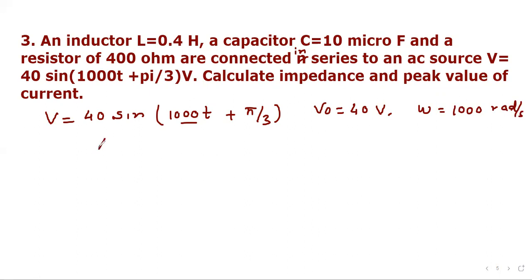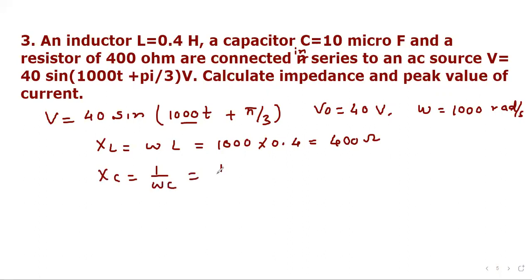So we can find XL. XL equal to omega L. So omega is 1000 and L is given 0.4. So this will give 400 ohm. Then we find XC, which is equal to 1 upon omega C. Omega is 1000 into C is 10 microfarad, 10 into 10 to the power minus 6. So that will give 100 ohm. And resistance is given as 400 ohm.